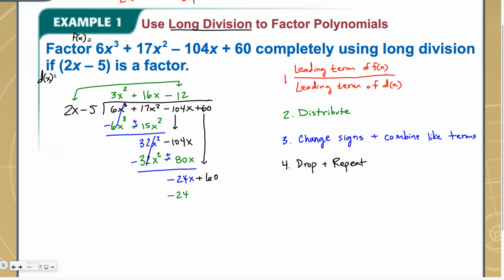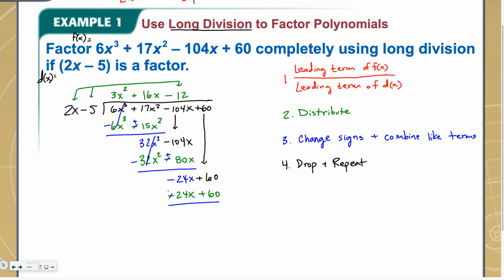Negative 24x. Great. And what is the negative 5 times negative 12? Positive 60. All right. Step 3, the last step for us: change signs and combine like terms. So this again is what I call the fundamental rule of division. If you hear me say that, it's to change the signs.